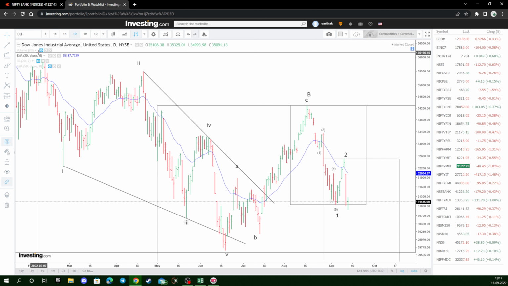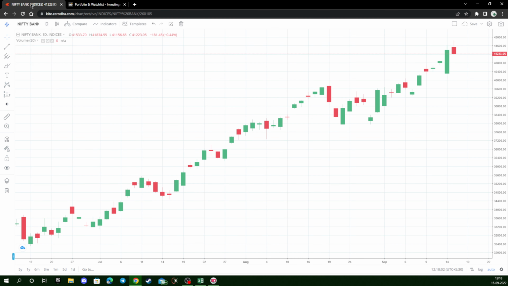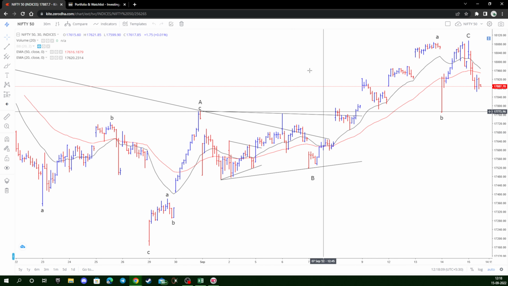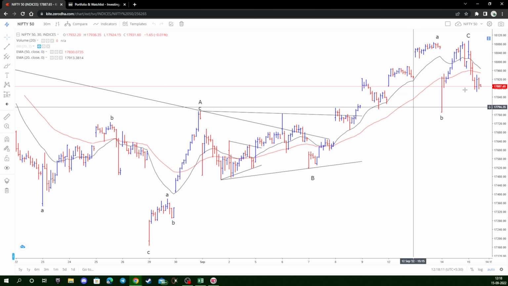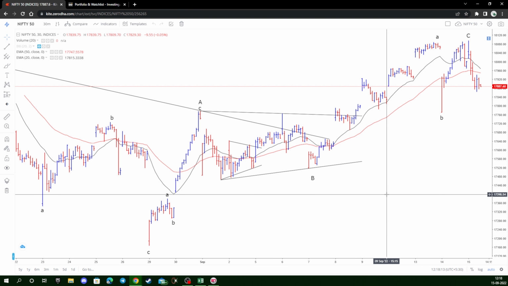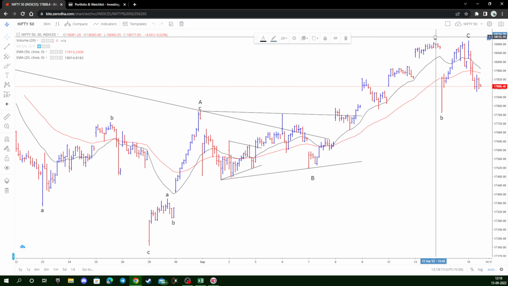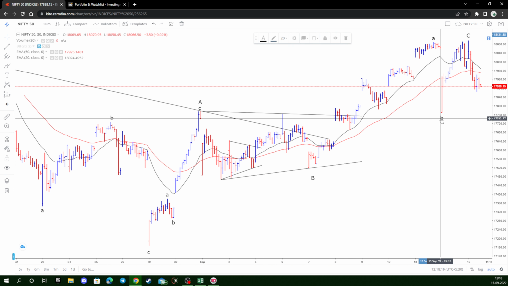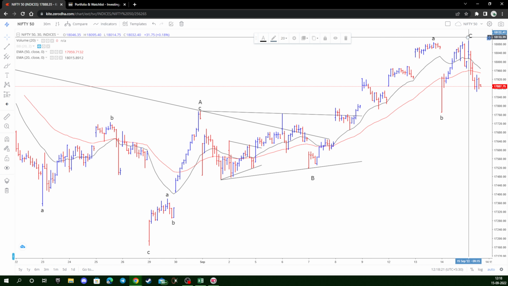So this was about Dow Jones, where I think we might head down, but the Nifty and Bank Nifty indices, on the contrary, have moved higher. Let me show you the chart of Nifty. This is a chart of the Nifty 50 index, and this is a 30-minute chart of the index. And I have no alternative left rather than taking this as a wave A, this as wave B, and this being wave C completed.